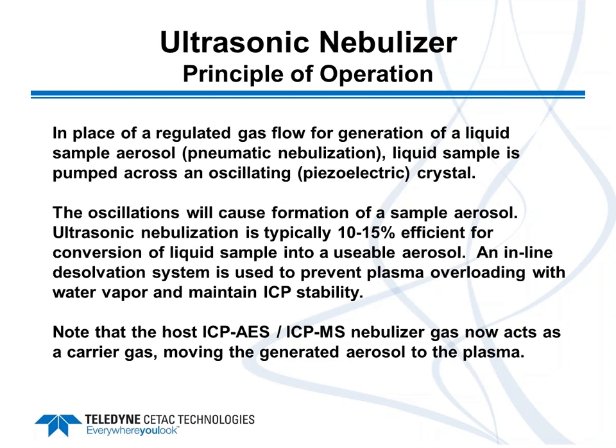The ultrasonic nebulizer is typically 10 to 15% efficient for conversion of the liquid sample into a usable aerosol. Because of that higher efficiency, we do have to have an inline desolvation system to prevent plasma overloading with water vapor and maintain ICP stability. An important point is that the ICP-AES or ICP-MS nebulizer gas is now acting as a pure carrier gas, simply moving the generated aerosol to the plasma. So in the ultrasonic nebulizer experiment, the generation of the aerosol is independent of the gas flow.